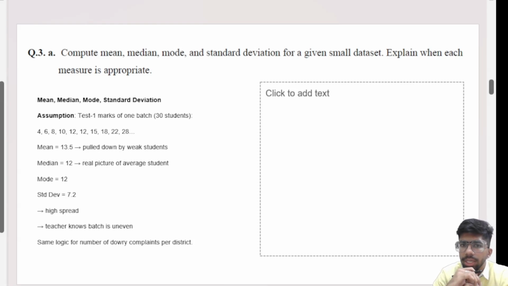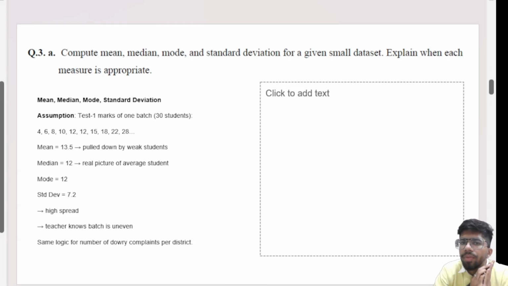In my slide, I have taken an example for test 1 marks of a batch of 30 students. The marks include values such as 4, 6, 8, 10, 12, 12, 15, 18, 22, and so on. Based on this dataset, I have calculated the following statistical measures. Mean. The mean comes out to be 13.5, which is the average score of the class, but as I mentioned on the slide, the mean is pulled down by weak students, since very low marks reduce the average significantly. This tells us the mean is sensitive to outliers.